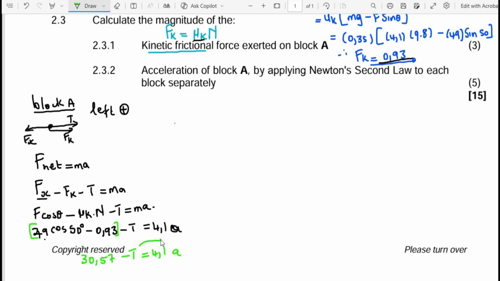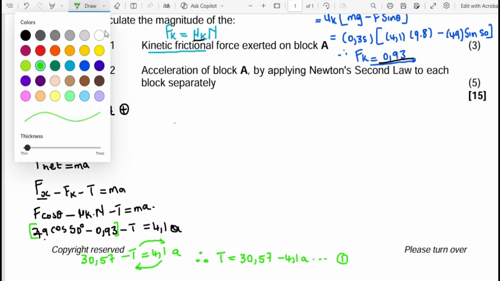I'll bring the tension this side to be positive, the 4.1a this side. Therefore, the tensional force is equal to 30.57. Let's subtract the 4.1a. Call this equation 1.